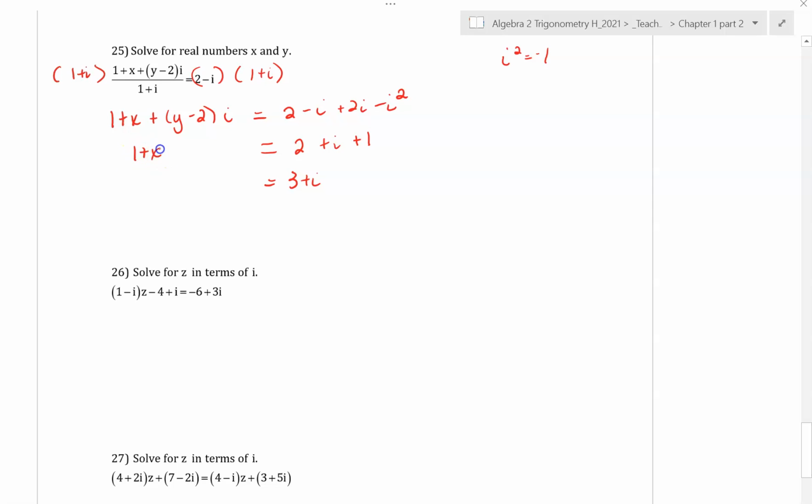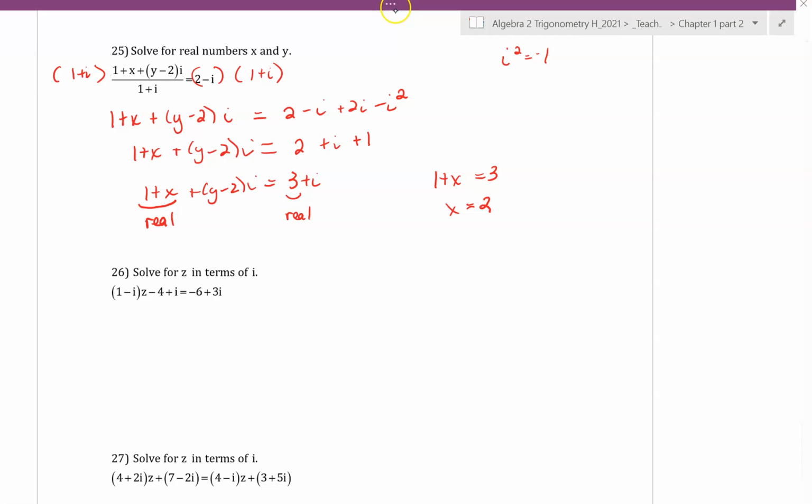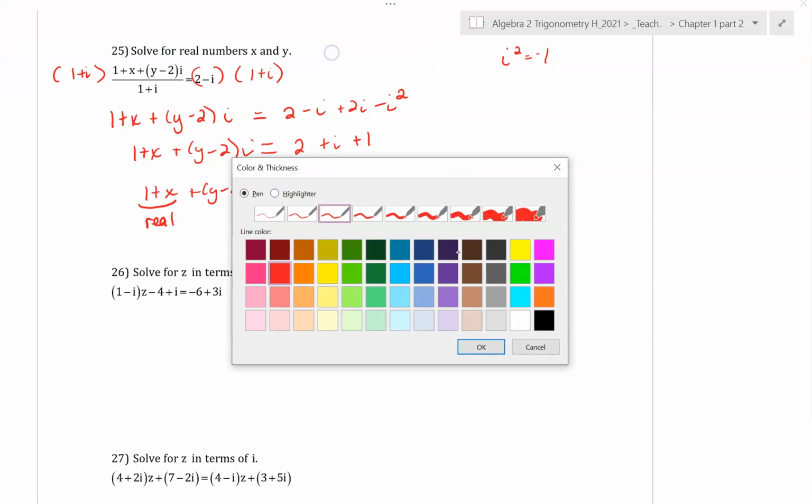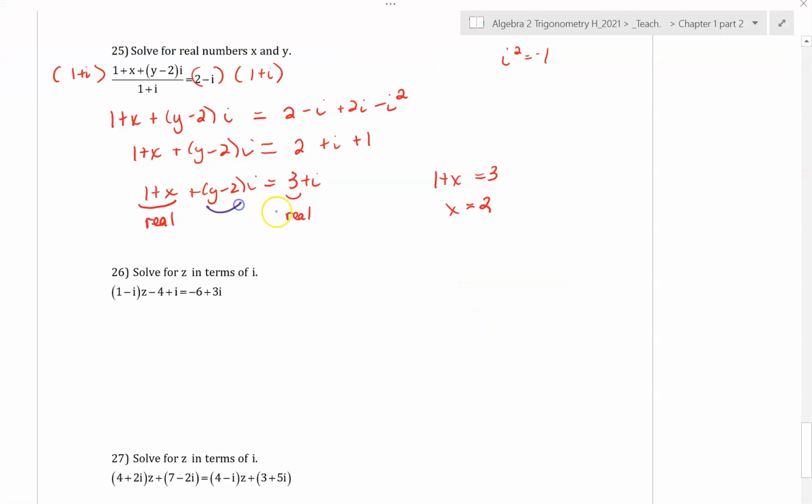Okay, so we end up with 3 plus i on the right side of the equation, and on the left side of the equation, we have a real part and an imaginary part. So again, we'll compare the real part on the left side of the equation with the real part on the right side of the equation. And the imaginary part, on the left side of the equation with the imaginary part on the right side of the equation. So we know that y minus 2 is equal to 1 because this is 1i.